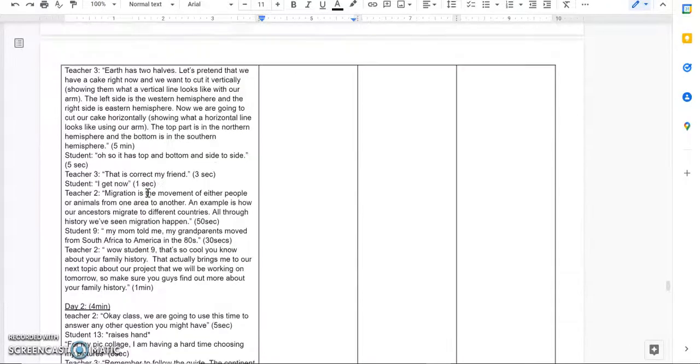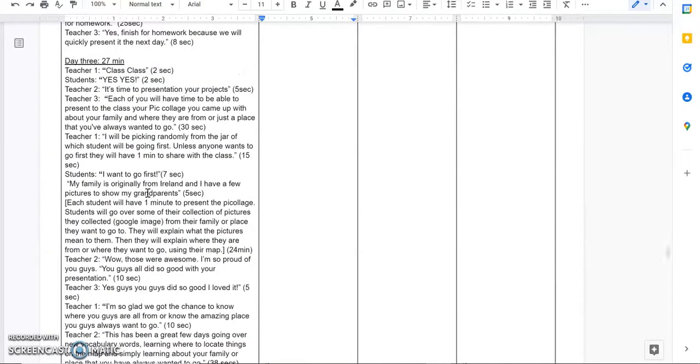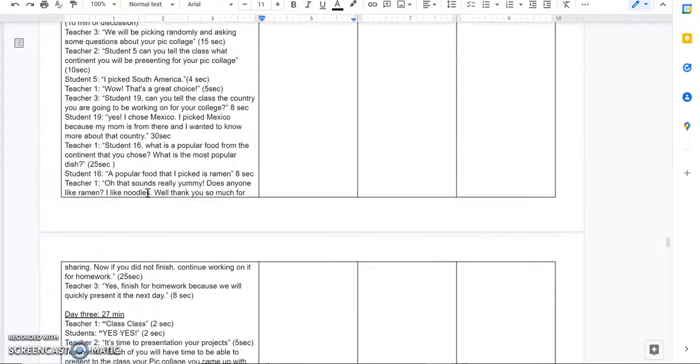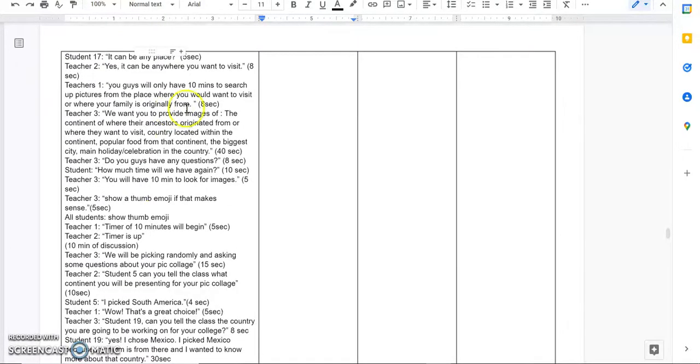And like I said, day 2 is basically where they start creating their pic collage, and we spend a lot of time on that. We help them and guide them in creating and looking for images such as the continent where the ancestors are from, the country within the continent, a popular food, the biggest city, some kind of celebration, and so on.